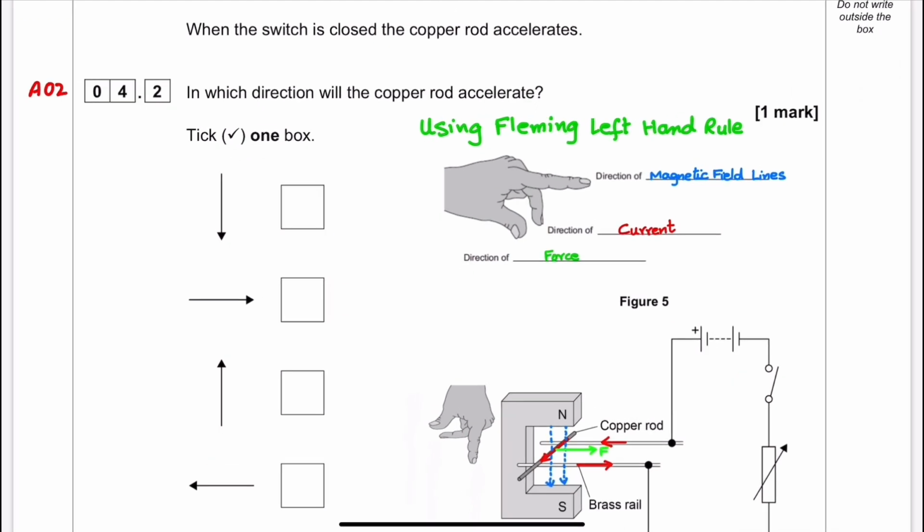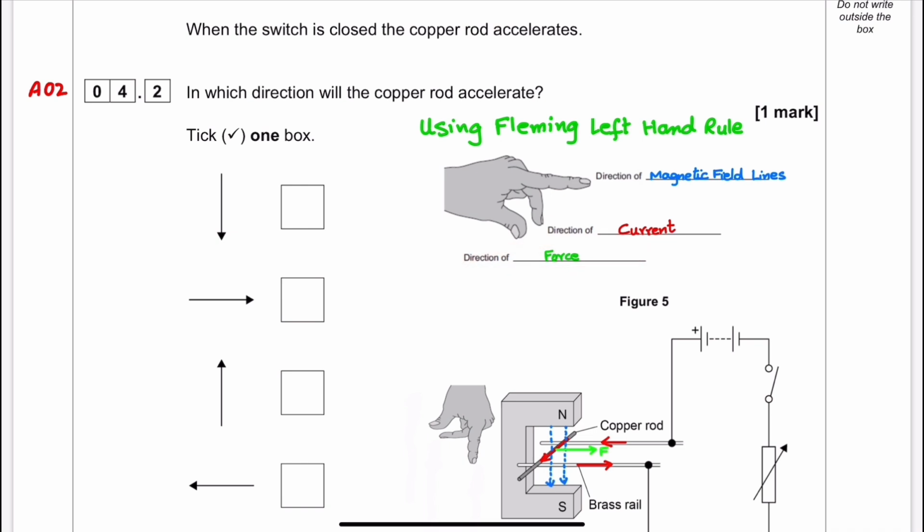According to Fleming left-hand rule, if we stretch the index finger, the middle finger, and the thumb of the left hand at an angle of 90 degrees with each other, the index finger shows the direction of the magnetic field, whereas the middle finger shows the direction of the current and the thumb gives the direction of the force, in which direction the rod will move.